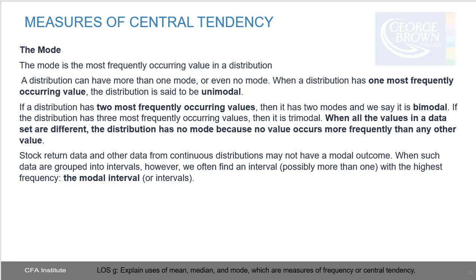When a distribution has one most frequently occurring value, the distribution is said to be unimodal. However, if a distribution has 2 frequently occurring values, then it has 2 modes, and we can say it's bimodal. If the distribution has 3 most frequently occurring values, then it's trimodal. When all the values in the data set are different, the distribution has no mode because no value occurs more frequently than any other value.